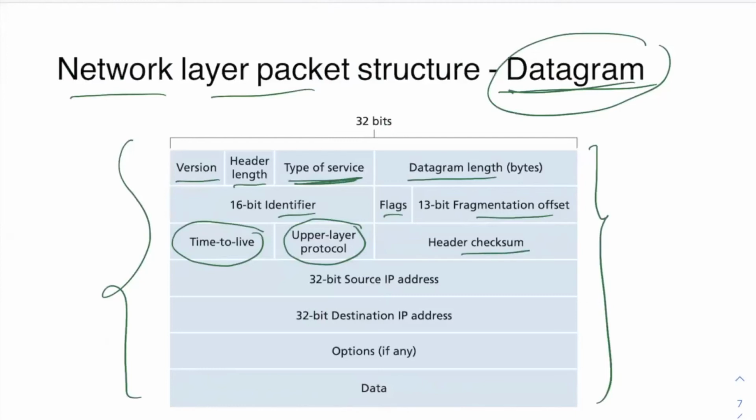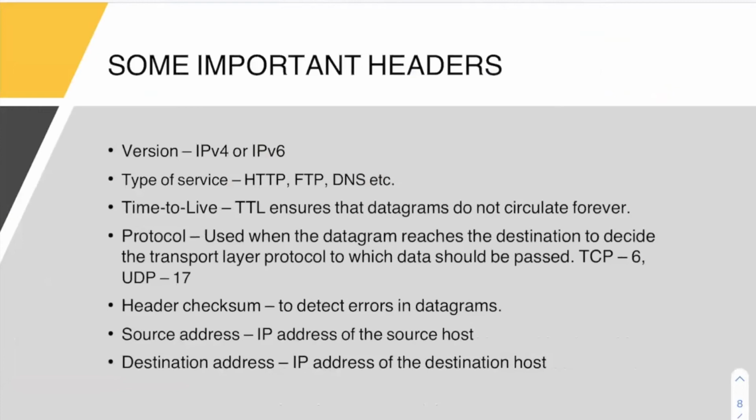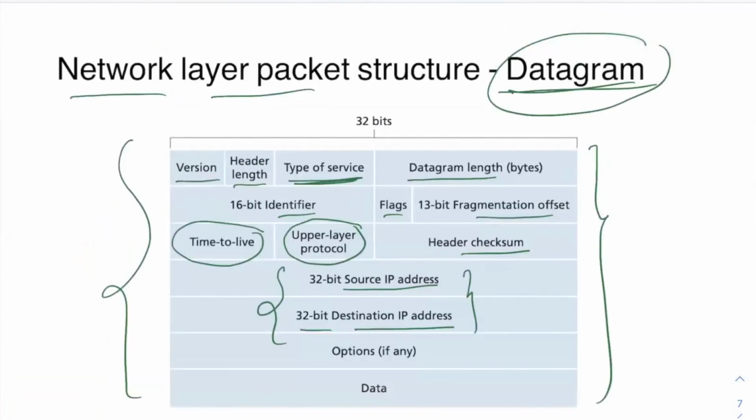That was also there in the TCP protocol, if you remember, in the TCP segment, and UDP also had this checksum. Then these two are again very, very important: the 32-bit source IP and 32-bit destination IP address. But let's look at some of the important headers that I have highlighted here.